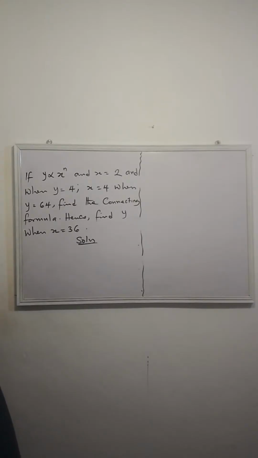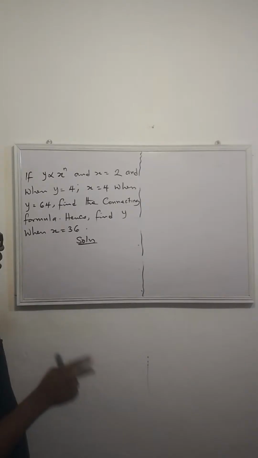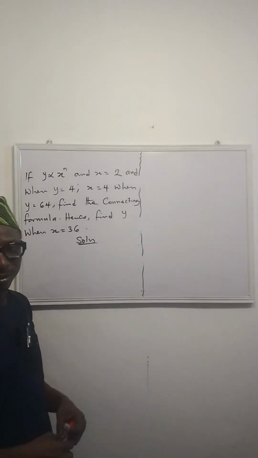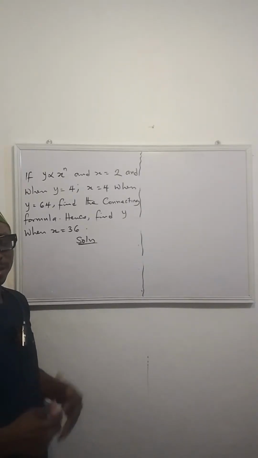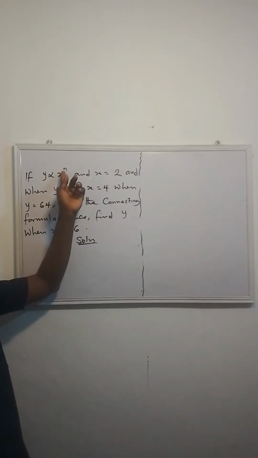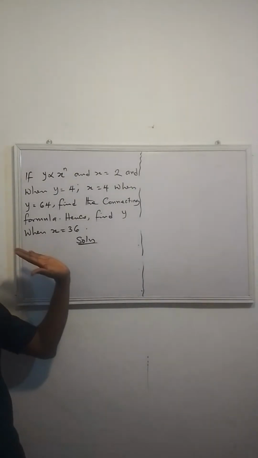So let's see, if y varies directly as x raised to the power of n and x equals 2 when y is 4, x equals 4 when y is 64. Find the connecting formula, hence find y when x is 3. So the question many of you ask is, is this partial variation or what is it? So I said it's direct variation. All right, so we need two pairs of values for us to be able to get the connecting formula and to be able to get the value of n. All right, so now let's see how do we solve this problem.